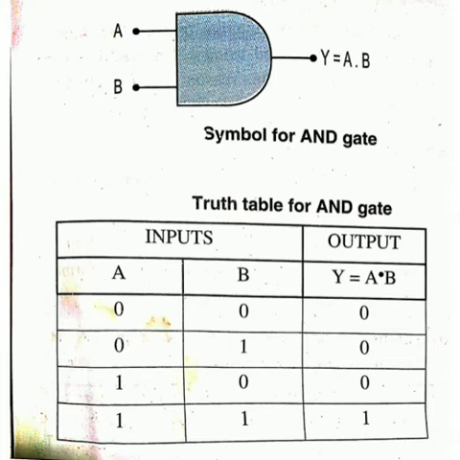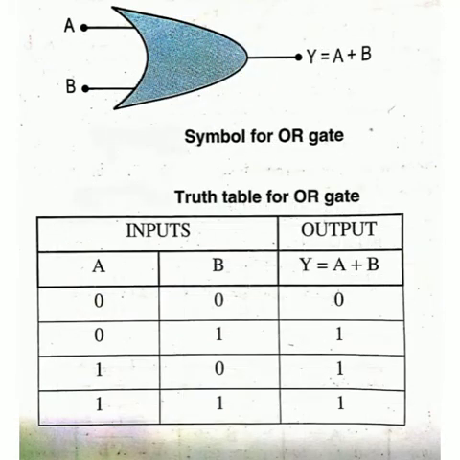It produces high output only when all the inputs are high. Otherwise, it remains low. This AND gate operation is represented by a dot sign. This is the symbol of the AND gate. And now the truth table of the AND gate. These are the two inputs A and B, and Y is equal to A dot B. This is the output. If both the inputs are high, that is 1, the output will be 1.